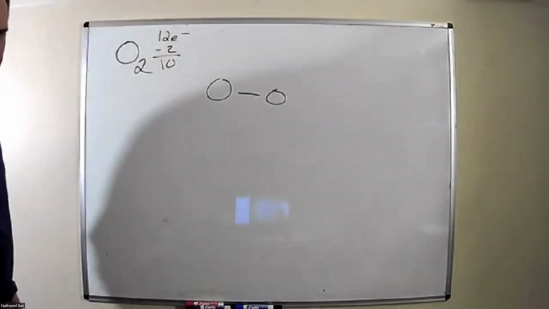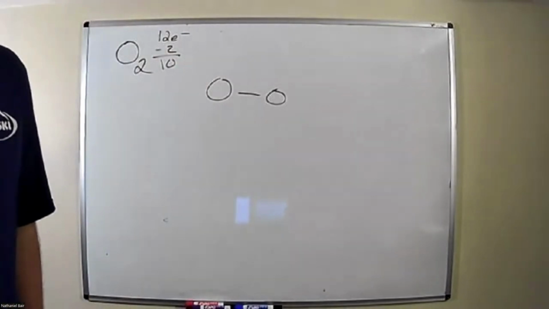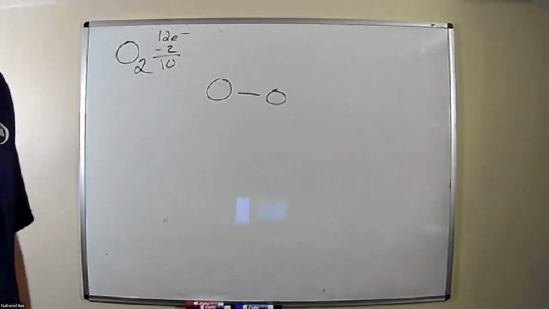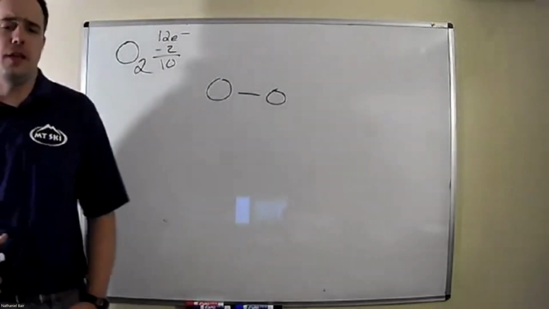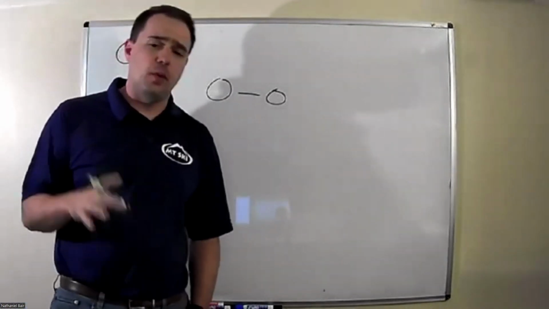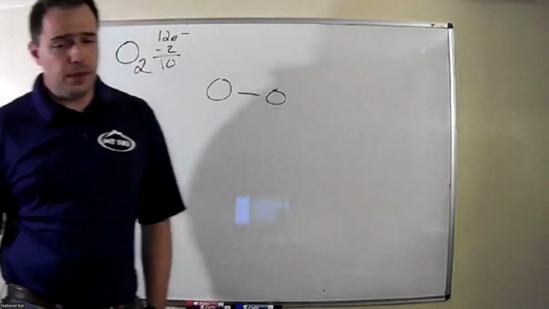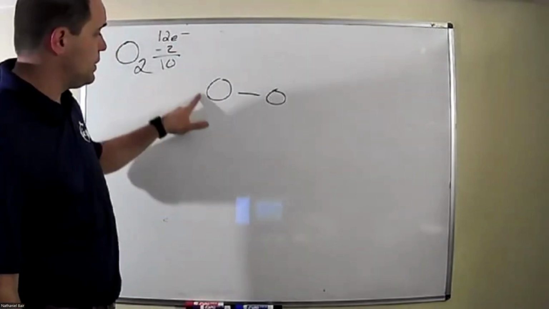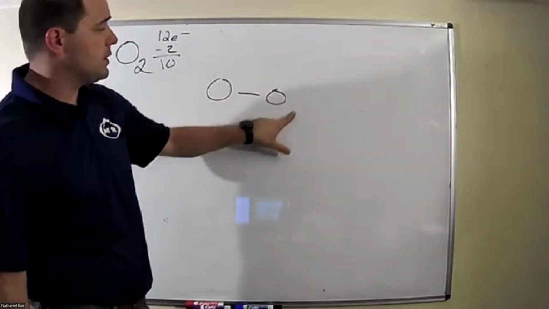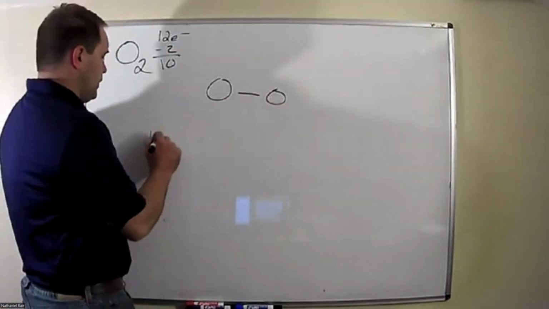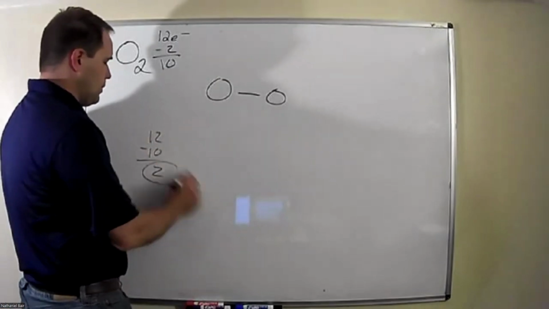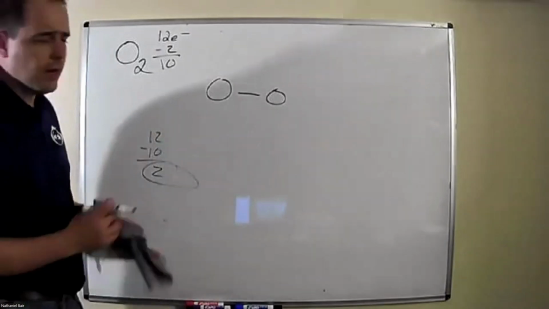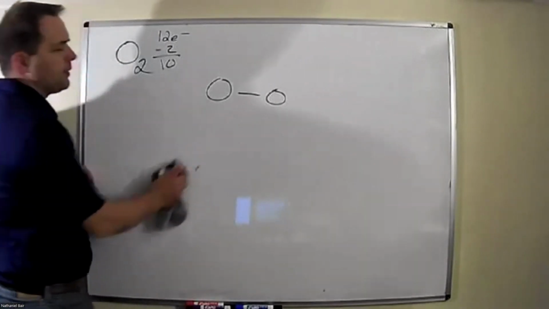Take a second, catch up. Okay, now you got to figure out if you're a thinker or a doer. Here's what a thinker would say. This oxygen needs 6 more. This oxygen needs 6 more. That's 12. 12 minus 10 is 2. I'm short 2 electrons. Okay, you see how I'm short? I don't have enough. That's what a thinker does.